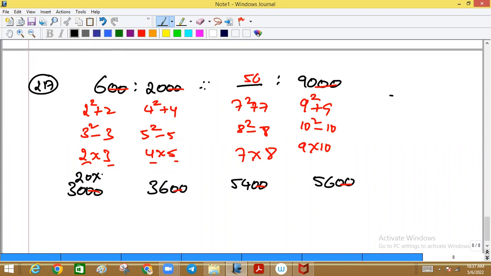Or simply, if you want to know the exact answer, this is the answer. That is 20 into 30 is 600. 40 into 50, 2000. 70 into 80, 5600. 90 into 100, 9000. I think any way you can do it. Next one.